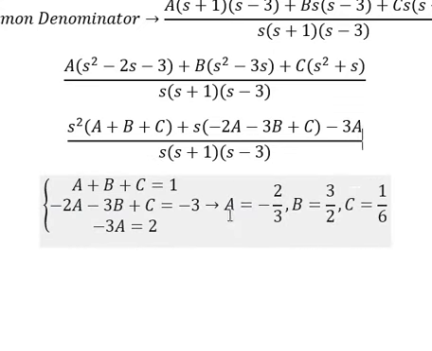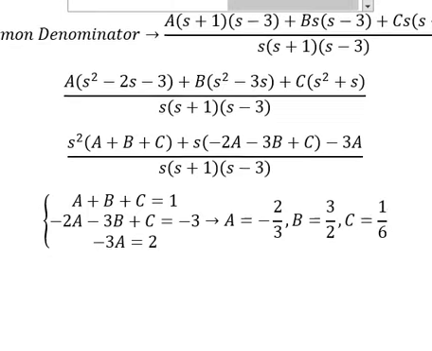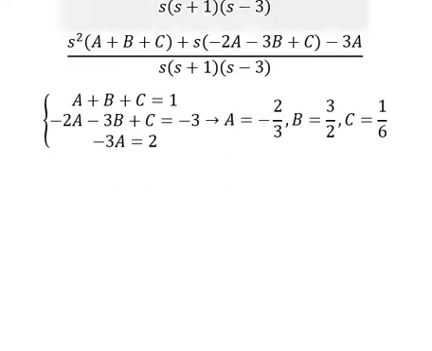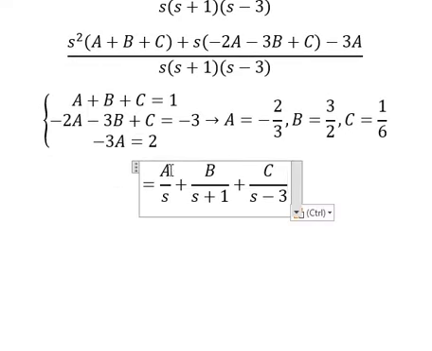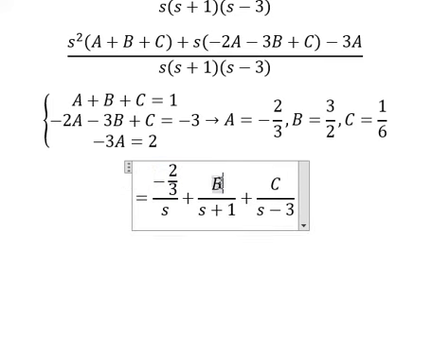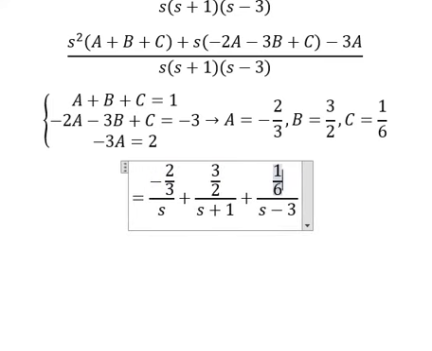And now I will put A, B, C in here. So A equals negative 2 over 3. B, that's 3 over 2. C is 1 over 6.